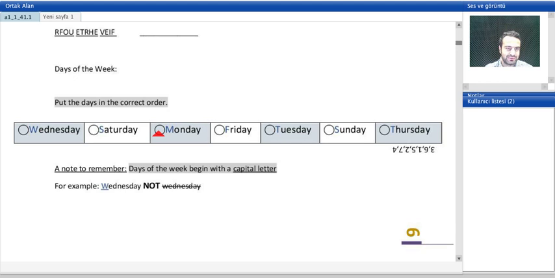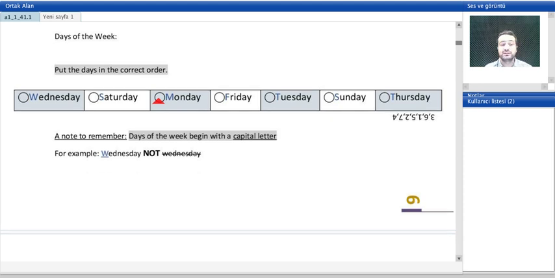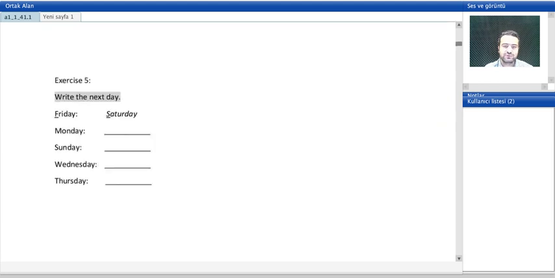You can number them in your books, and below this vocabulary part for days of the week, we have a note to remember. Days of the week begin with a capital letter. What does it mean? For example, Wednesday, not wednesday. So as you can see, everywhere, at the beginning, in the middle, or at the end of the sentence, we need to start days of the week with a capital letter. Here we have W, and W is capital, but never ever write them with small letters. It's very important.